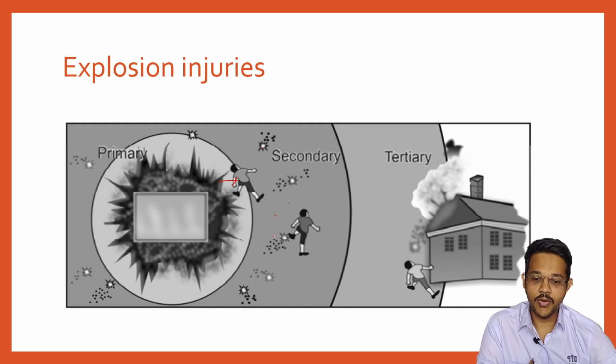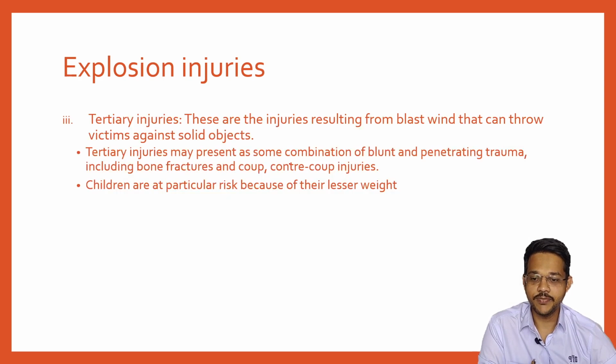Tertiary injuries occur because the person standing near the explosion is thrown outside, and that person may hit other objects, leading to tertiary injuries. So tertiary injuries are injuries deriving from the blast wind that can throw the victims against any solid objects. Tertiary injuries may present as some combination of blunt and penetrating trauma. Blunt trauma may be because of the person hitting a stone. Penetrating trauma may be caused by sharp nails penetrating him, including bone fractures, coup injuries and contrecoup injuries in the brain.